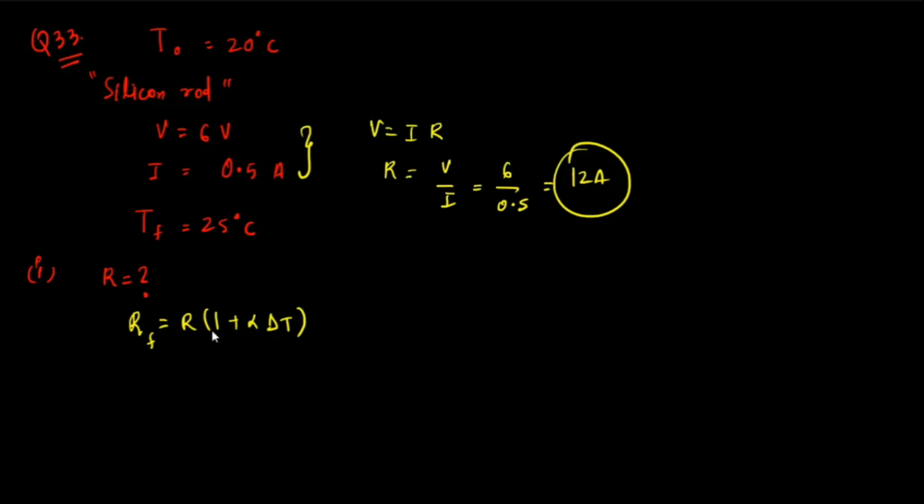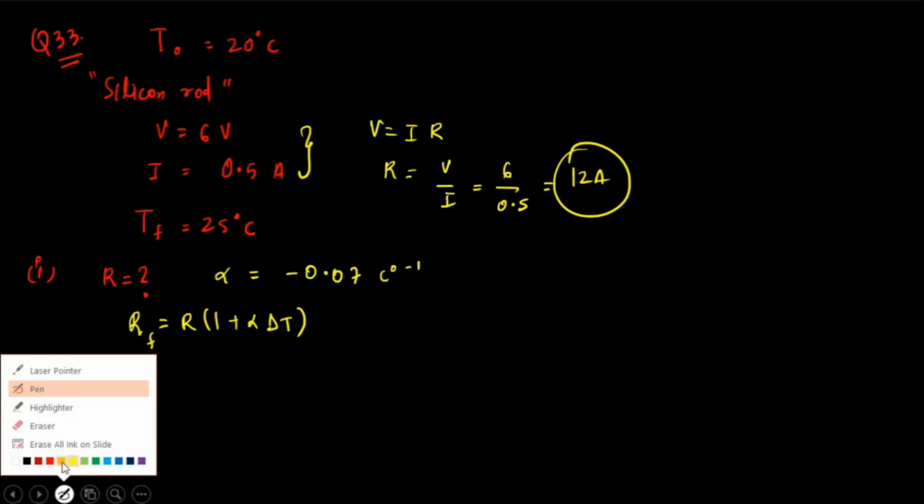So the temperature coefficient, or the value of alpha for the silicon wire, is supposed to be negative 0.07 per degree Celsius. So negative means as the temperature increases, the resistance is going to decrease. So this is a special case. That's why this value is negative. This is a special material. That is also something you can understand here.